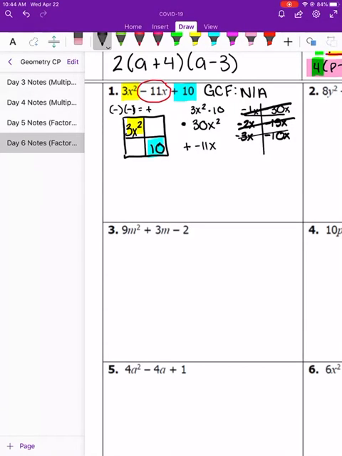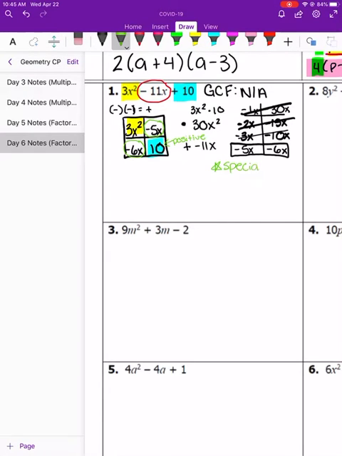4 doesn't go into 30, but 5 does. So negative 5x goes with the negative 6x. And those do add to give me negative 11x. So a negative 5x here and a negative 6x. Okay. Is this my special case? Do I have two negatives and a positive here? Yes. So I'm going to write it over here.